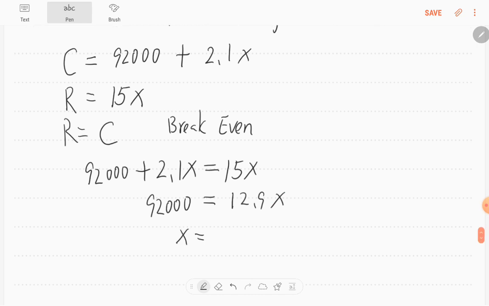So x is equal to, we divide by 12.9 on both sides. Then you will get some approximate number. Since the number of the books should be an integer, it's approximately equal to 7,132. So in other words, the publisher needed to sell to the distributor 7,132 books to break even.